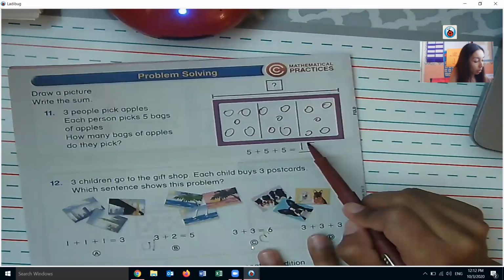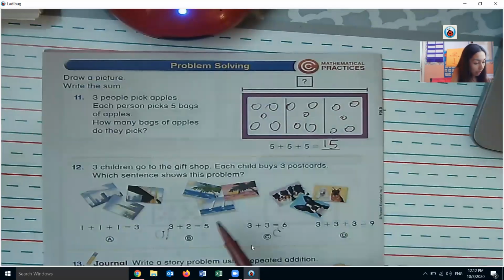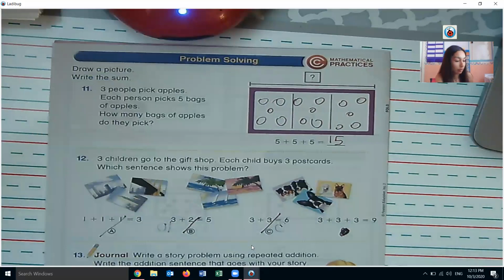3 children go to the gift shop. So here's 1 kid, 2 kids, 3 kids, and they each buy 3 postcards. Which sentence shows this problem? Okay, not one, because there's 3 things for each kid. Nope. 3 plus 2, no. 3 plus 3, no, because there's 3 kids. So here, this one represents 3 kids with 3 postcards each, letter D.